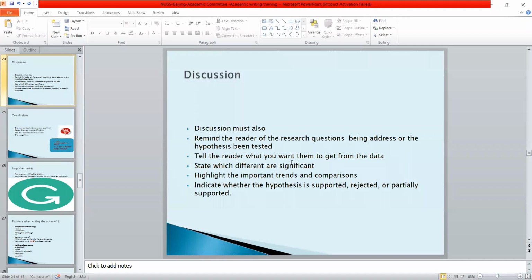You indicate whether the hypothesis is supported, rejected, or partially supported. When you are using a hypothesis, after you come out with your discussions, your hypothesis can either be supported. For instance, women like lying. Excuse me to use that word. So that is your hypothesis. After you finish your research, does your research support the fact that women lie? Does your research reject that position, or partially? So it is important you make use of that.